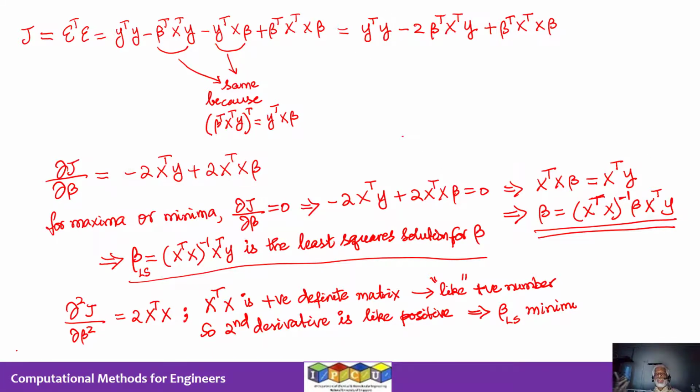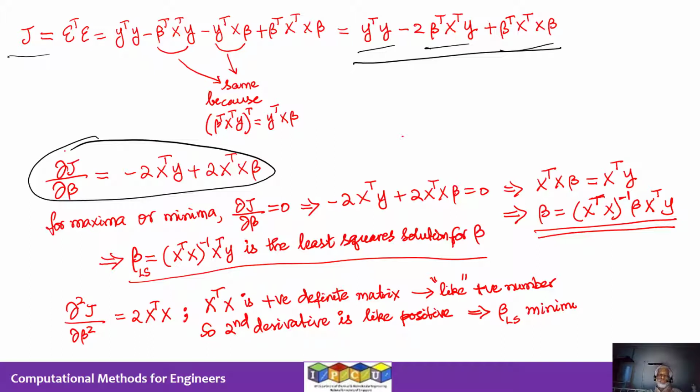I'm just trying to give you a flavor for how we can compute the partial derivatives of the terms in J. So if you take this to be J, this will be dou J by dou beta. And for a maxima or minima, we set the first derivative equal to 0. So dou J by dou beta is set equal to 0, which means minus 2x transpose y plus 2x transpose x beta is equal to 0.